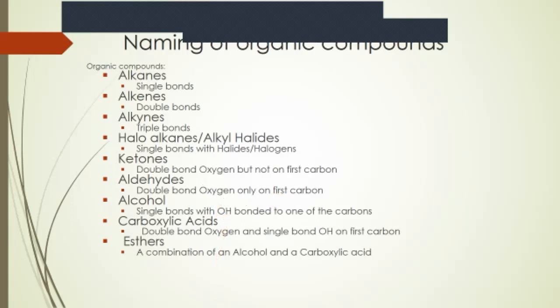Carboxylic acids. This one, you need a carbonyl, which is your C double bonded to O, and a single bond to OH. These ones end with COOH, like your ethanoic acid, CH3COOH. That's your vinegar, you know, and things like that.